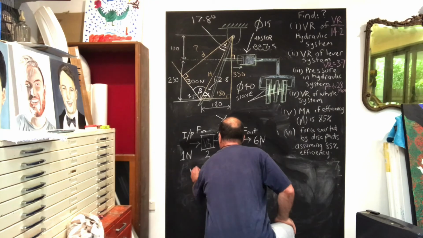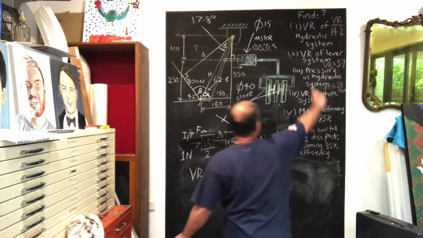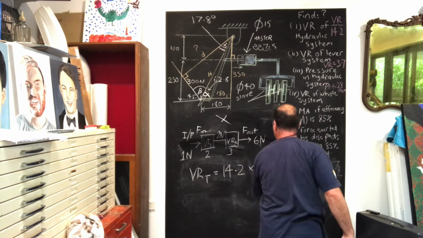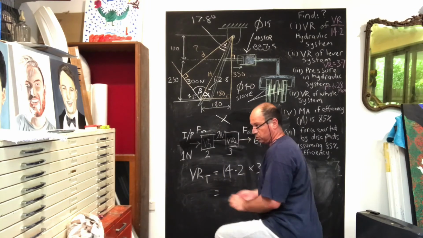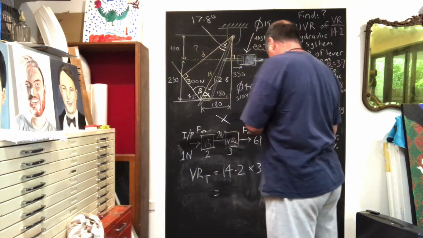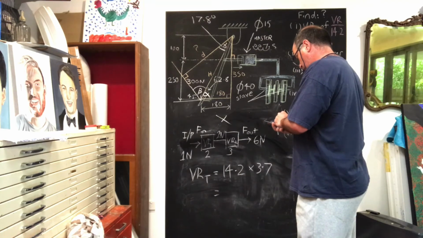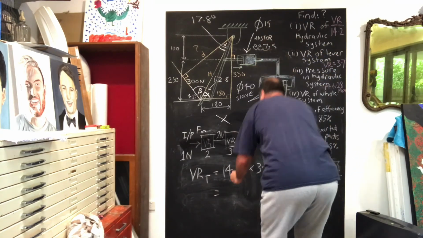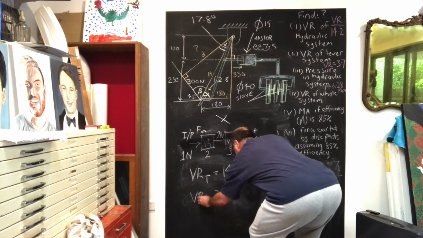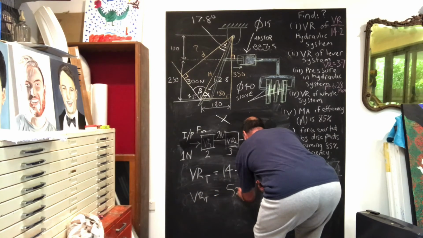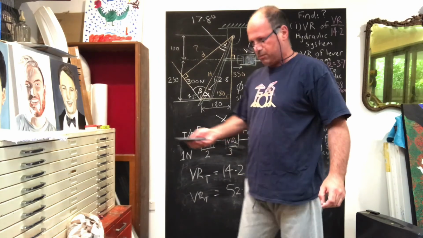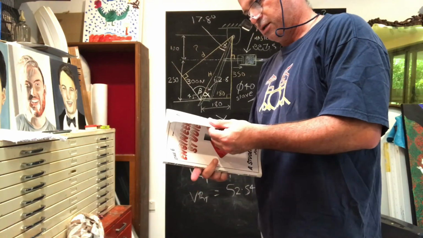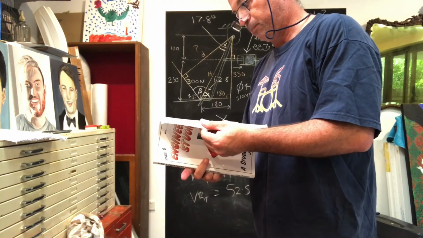So VR total is going to be equal to 14.2 times 3.7. And that is equal to, because I am too dumb to do the maths, 14.2 by 3.7 is equal to 52.54. VR total 52.54. And just to make sure that Mr. Komenos has not got it wrong, he's going to go back to the book and make sure that he's got the answer right.